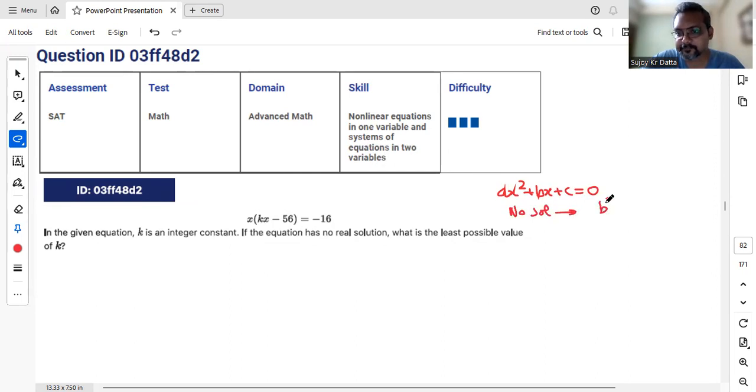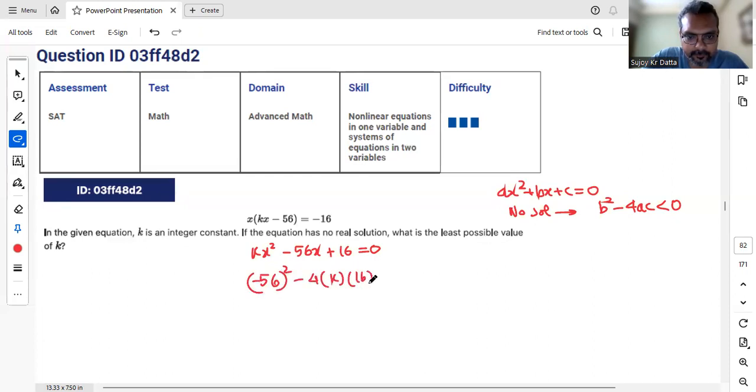The condition is, so here we have kx squared minus 56x plus 16 equal to 0, no solution. B squared minus 4ac. So take that 4k thing to the other side.